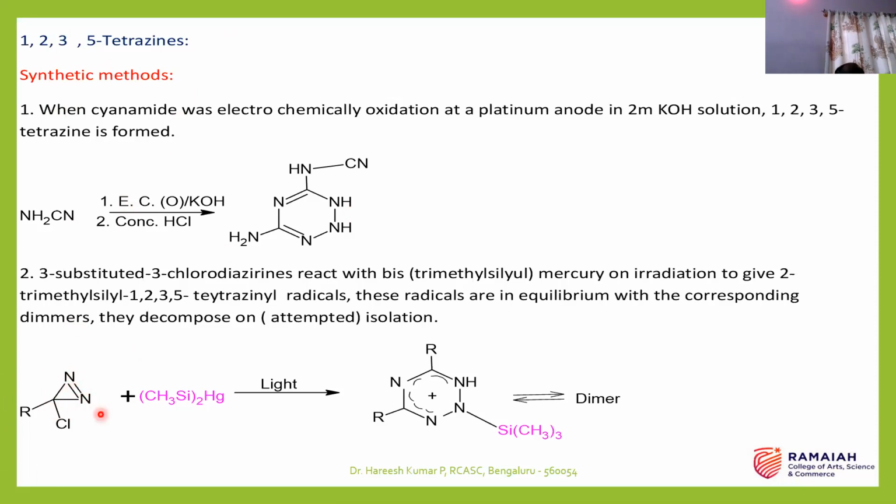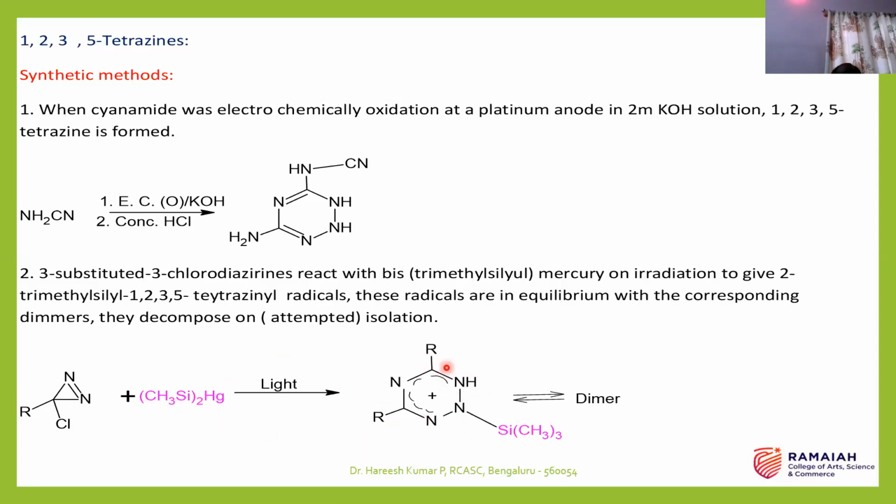diazirine. Azirine means nitrogen with a 3-membered ring is called azirine. Since there are 2 nitrogens, we can say diazirine. Diazirine, when it is treated with what is the name of this compound? You can say CH3 silyl compound, mercuric silyl compound. This reaction in presence of light, that means it's a photochemical reaction, forms a product like this.